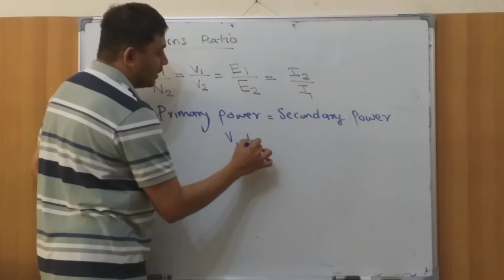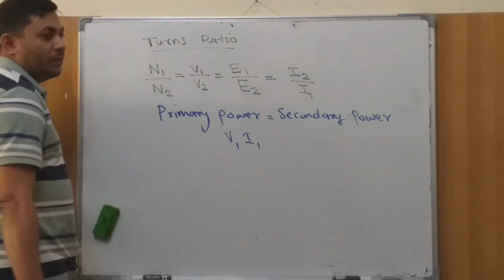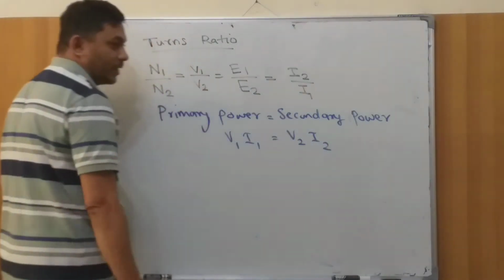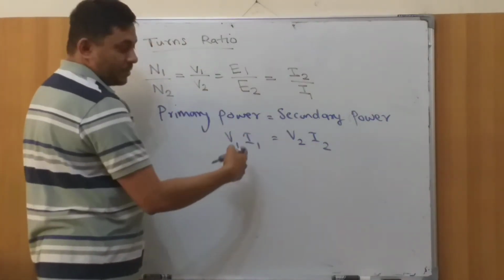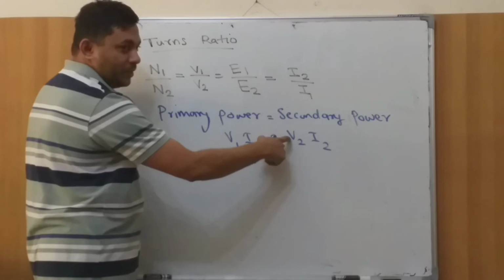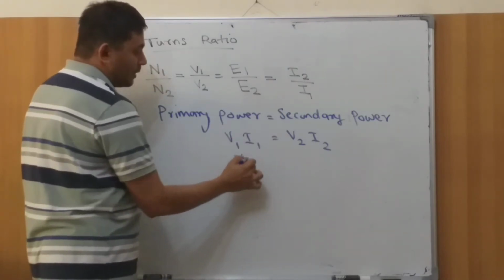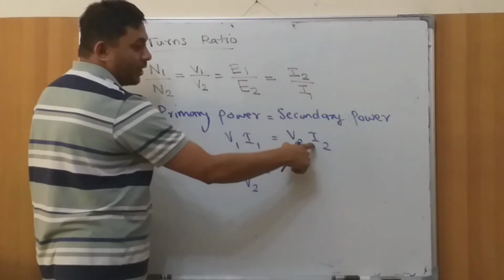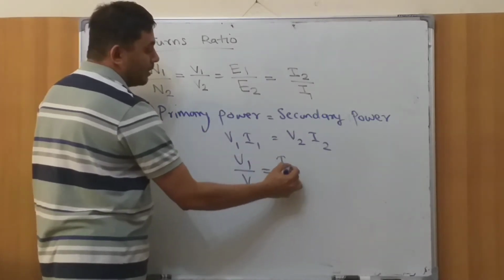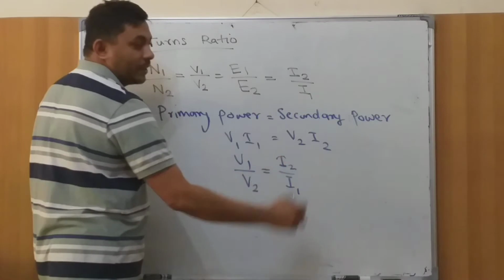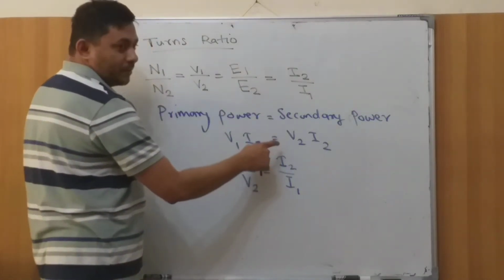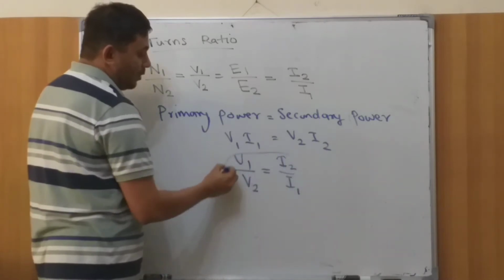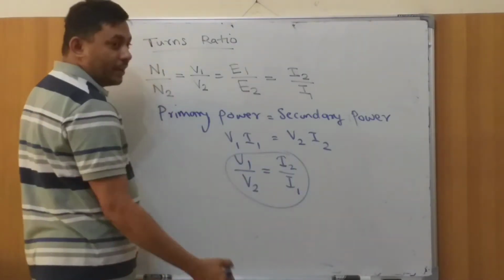So you can say that on this side we have V1, I1. Here will be what? V2 into I2. Correct? So if you just move these terms, for example, if you bring this term V2 to this side, we get V1 by V2. What about the other side? I2 will be there, so it's going to be I2 by I1. Correct? Because this V2 is moved here and this I1 is moved here. So the relation is V1 by V2 is equal to I2 by I1.